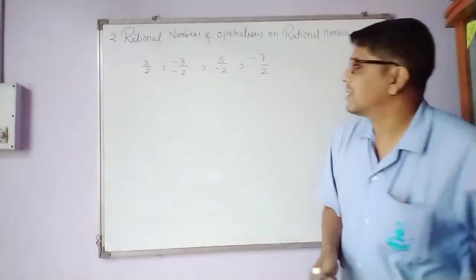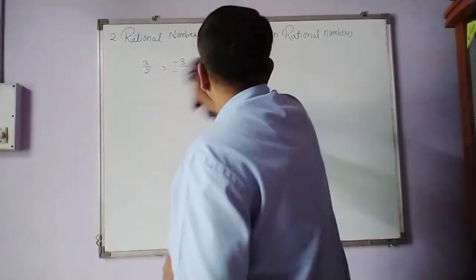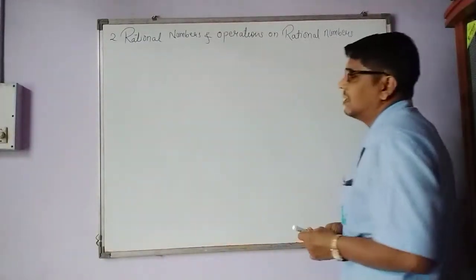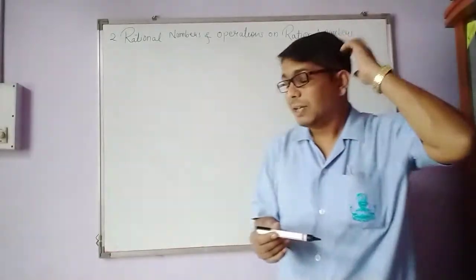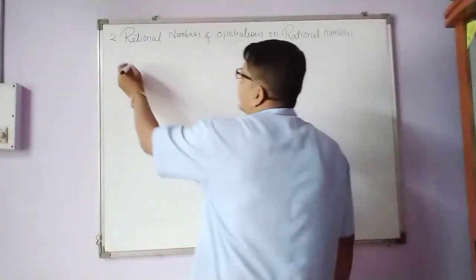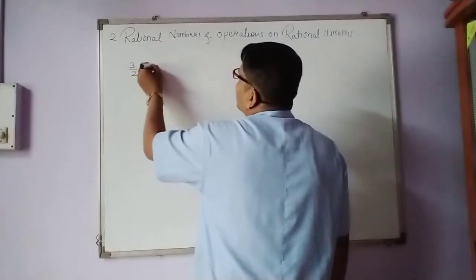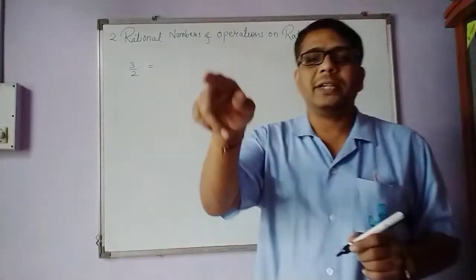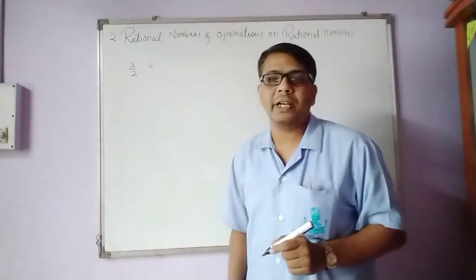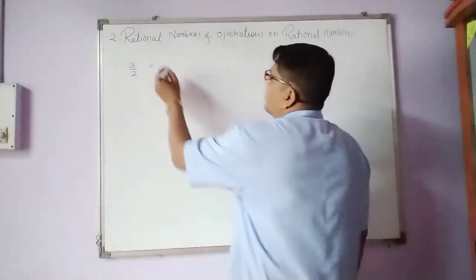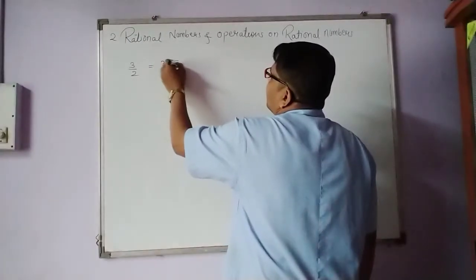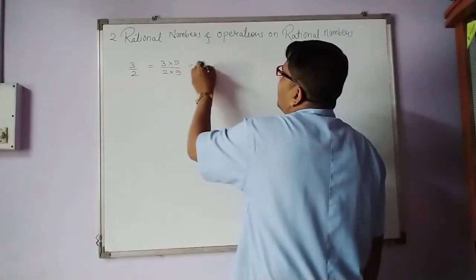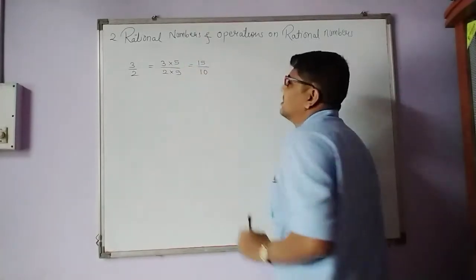Now, next, rational numbers, we can write the equivalent forms of rational numbers. We can express them. Okay? We can write equivalent forms just like fractions. For example, 3 upon 2. Now, how to write equivalent forms? You know that. You have to multiply the numerator and the denominator by the same number. For example, 3 into 5. So, I will multiply the denominator also by 5. So, 5 3s are 15 and 5 2s are 10.